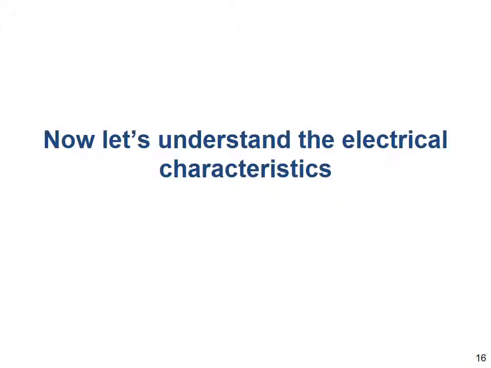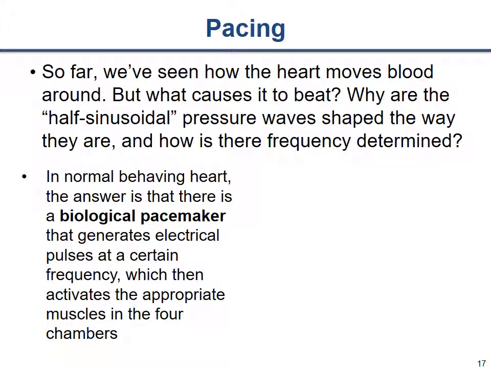So now that we understand the mechanical characteristics of the heart a little bit better, let's now try and understand the electrical characteristics of the heart a little bit better. So far we've seen the heart pushes blood around the body. Okay, that's essential for the body to work. But why are these pressure waves shaped the way they are? In such a case, we said they kind of look like a half sinusoid type of pressure wave. Okay, so it turns out that there's a lot of electrical influence into how this system works.